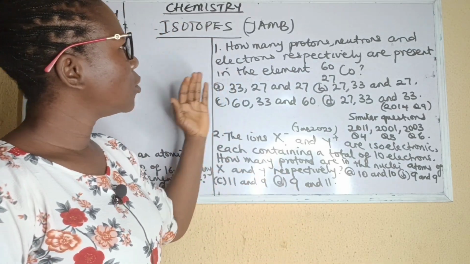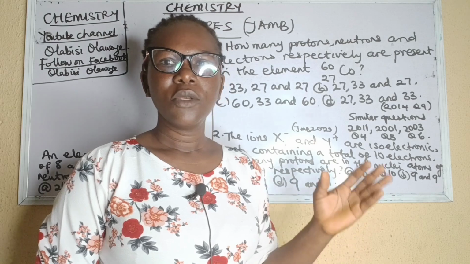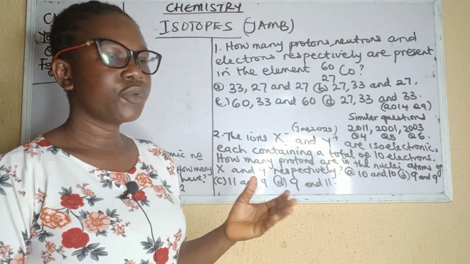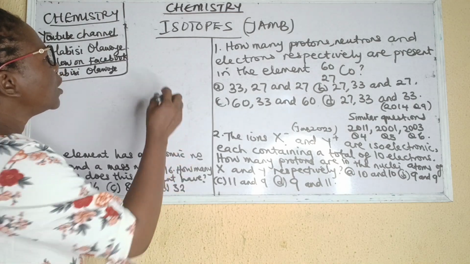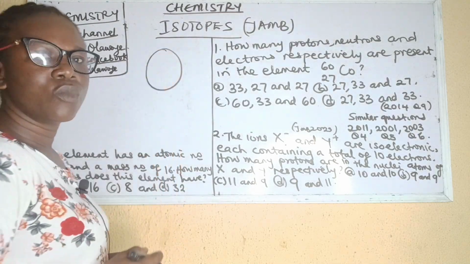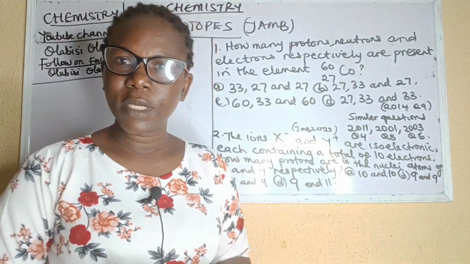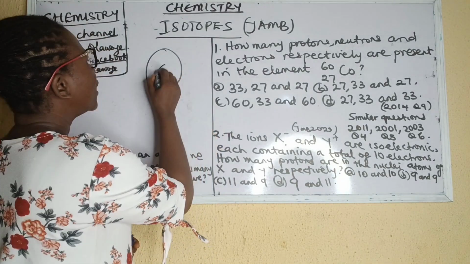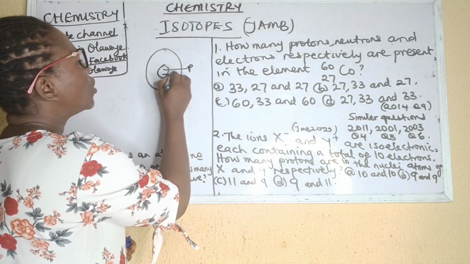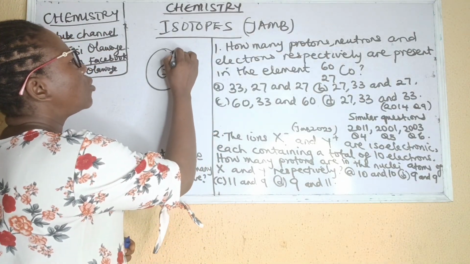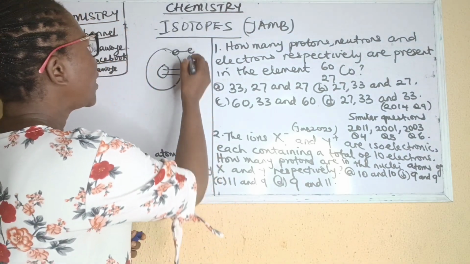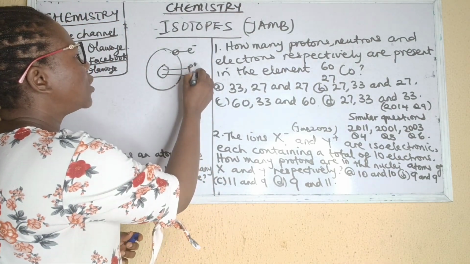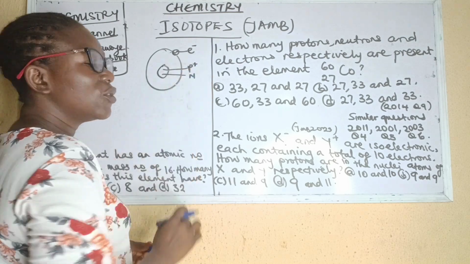Today we are treating some JAMB past questions on the structure of an atom, neutron, proton, electrons, and also isotopes. So using the structure of an atom, which is found inside an element, an atom has a nucleus that contains proton and neutron, while electron is found on the orbit or shell. Electron is negative, proton is positive, neutron is neutral, it has no charge.